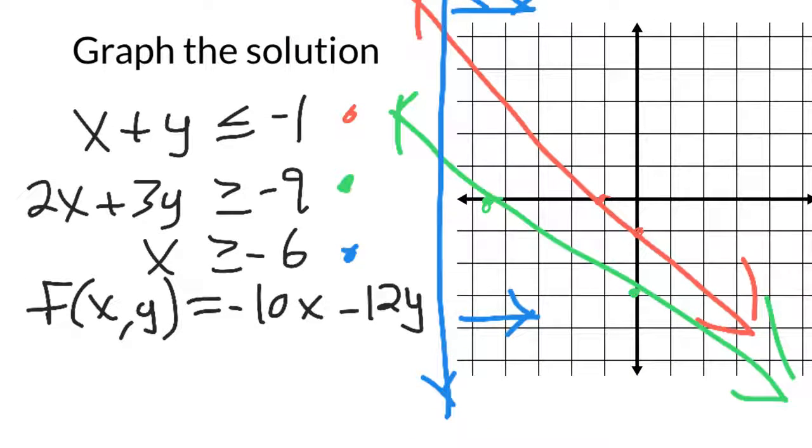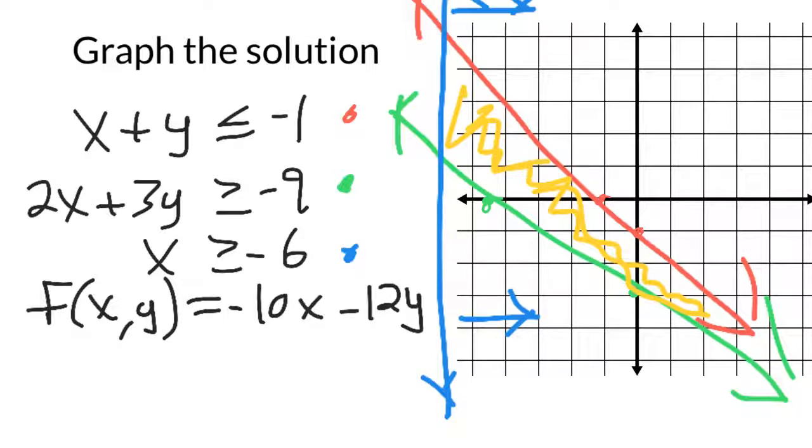Looking at the green line, we're either going to shade up here for the green line, or we're going to shade down below the green line. And if you plug in 0, 0 for the green line, you get 0 is greater than or equal to -9. So that's true, so the green line is telling us to shade up. So indeed, the area we need to shade is in between these three, this right here.